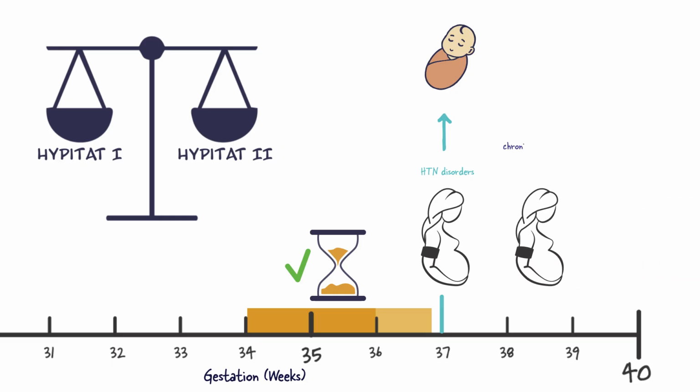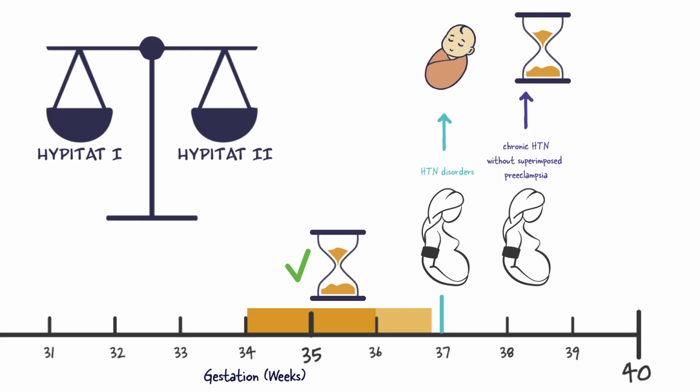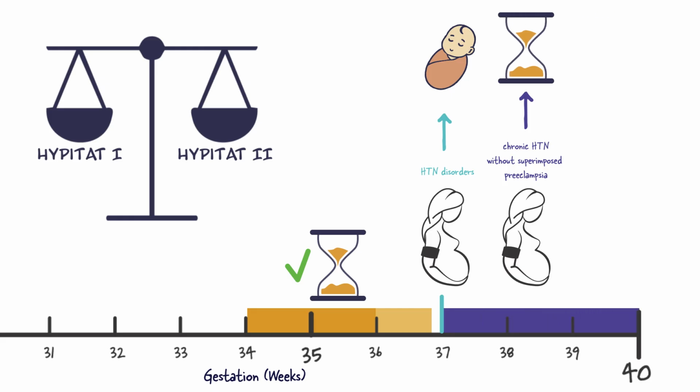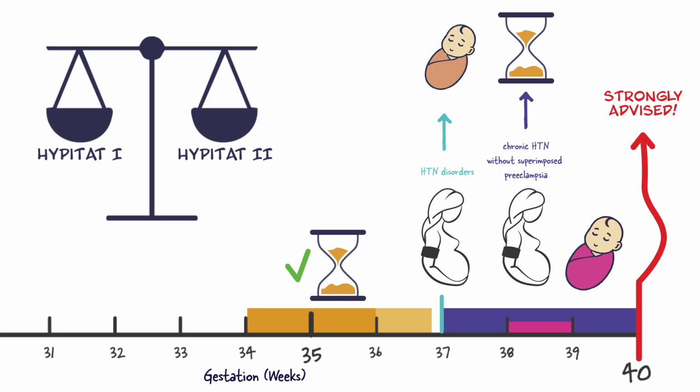For women with chronic hypertension without superimposed preeclampsia, expectant management beyond 37 weeks is recommended, and although initiation of delivery can be offered at 38 to 39 weeks gestation, it is more strongly advised at 40 weeks to avoid a later delivery.